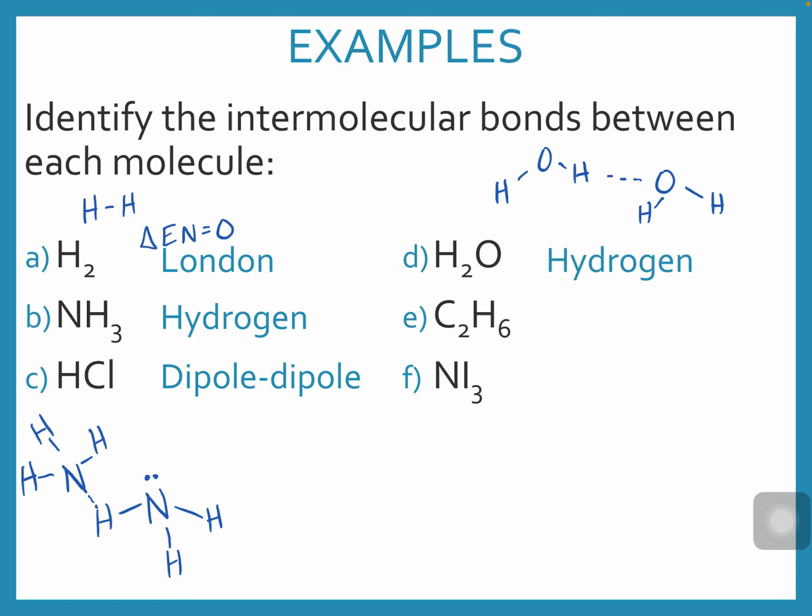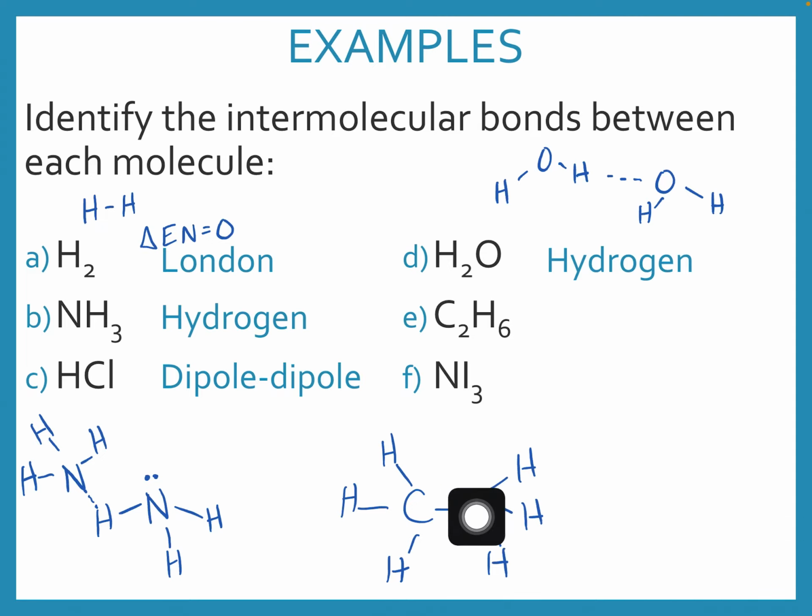Next one here we have is ethane, and the difference between carbon and hydrogen is 0.4, which makes it nonpolar. And so because the bonds themselves are nonpolar, and then each of these is 0.4, which is nonpolar, that means the molecule overall is going to be nonpolar, and that means that we can only have the weakest, which are London dispersion forces.